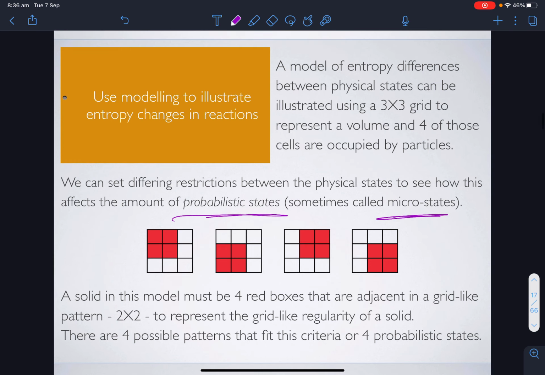So for my model with my 3x3 grid that has 4 particles in it, which I've represented by red, the empty ones are the grey. For a solid, I'm setting the rule, trying to emulate a solid itself, as 4 red boxes that must be arranged in a grid-like pattern. So there must be 2x2, to represent the grid-like regularity of a solid. There are only four possible ways that I can colour in 4 red squares that are 2x2 in a 3x3 space: top left, top right, bottom right. So there are 4 probabilistic states for my solid rules in my model.